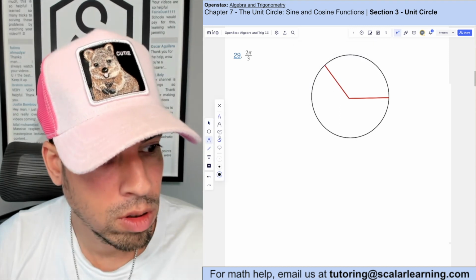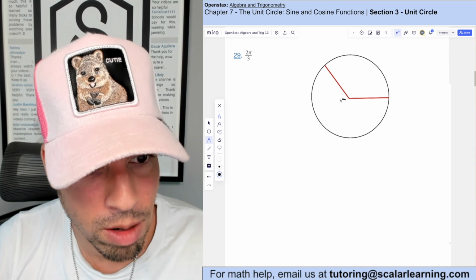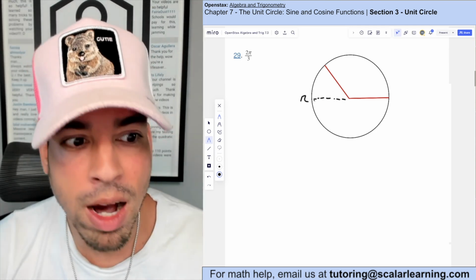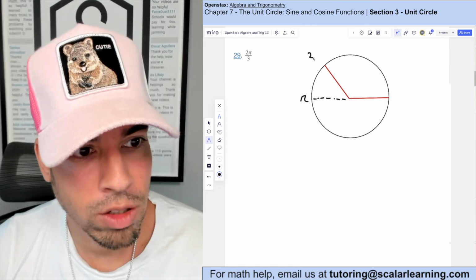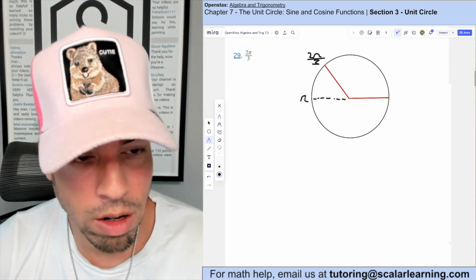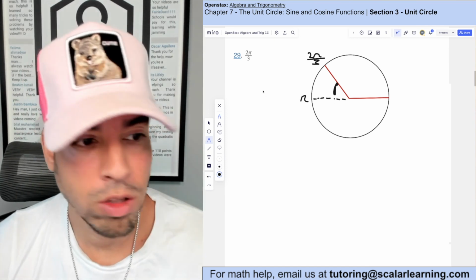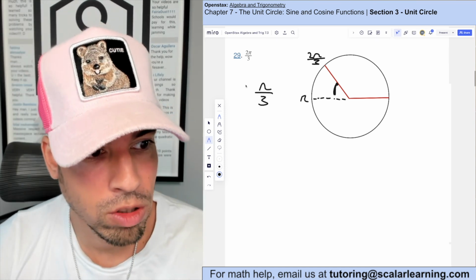And now when we look at what would it be coming straight across, right? In degrees, it's 180 degrees, but in radians, it's pi. So here we're at 2/3 pi. Here we're at a full pi. So what's this little difference in here? That's 1/3 pi or pi thirds. So that's the reference angle.